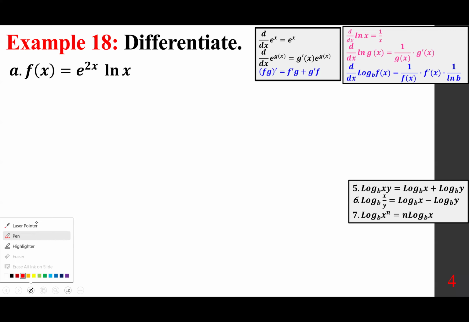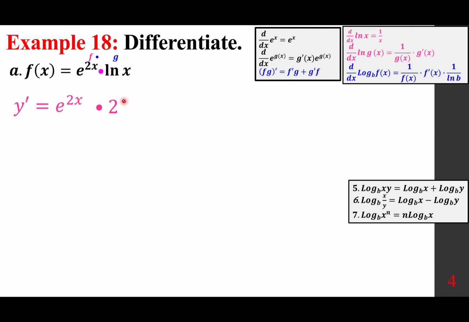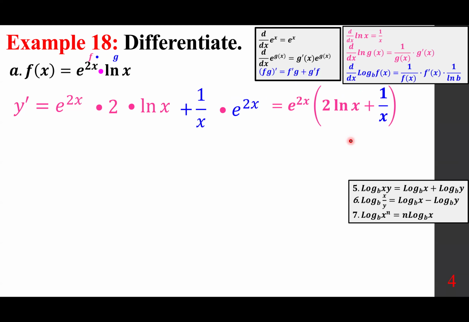What about this one? Again, it's a product of two things. We're going to call it f times g, although this is f of x. You can think of it as h of x. And so we are going to go with the product rule, which means the derivative of the first piece, exponential, is always itself, times 2 by the chain rule, times ln x, plus, by the product rule, ln x, the derivative is 1 over x times f, and we're done. We just factor the e to the power of 2x out, and it becomes e to the power of 2x times parentheses 2 ln x plus 1 over x.